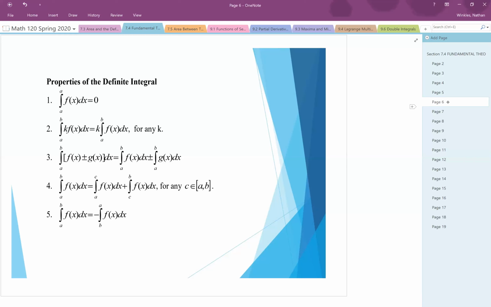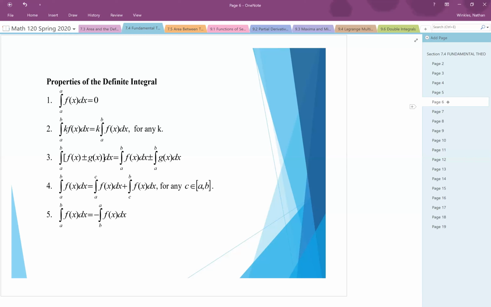The third case: the integral from a to b of f of x plus or minus g of x dx is equal to the integral from a to b of f of x dx plus or minus the integral from a to b of g of x dx. Anytime we have multiple terms, just like when we did our derivatives, we took them individually. Same thing for antiderivatives. We are going to integrate them individually in each of our cases.